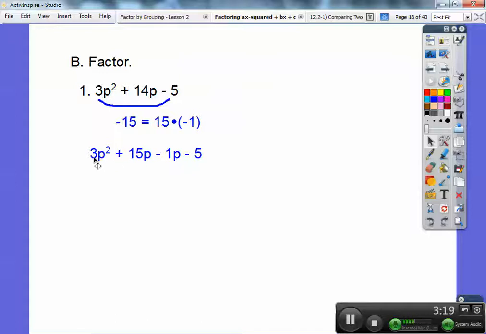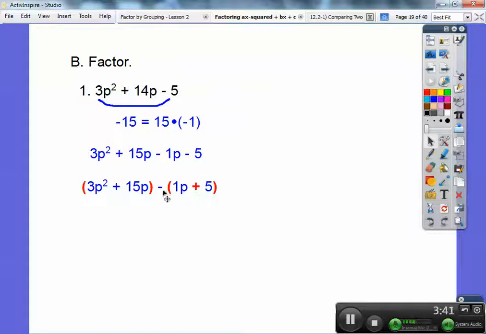Then I'm going to factor by grouping. I can pull 3p out of these. I always pull this sign out, so when I pull this negative out, it's going to change that to a positive. So here I'm going to pull a 3p out. Here I'm going to pull a negative 1 out, and when I pull that negative out, it changes that to a positive.